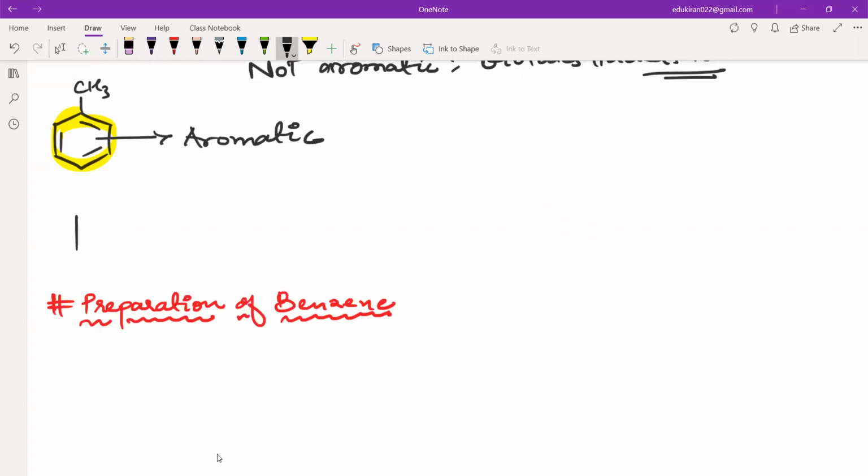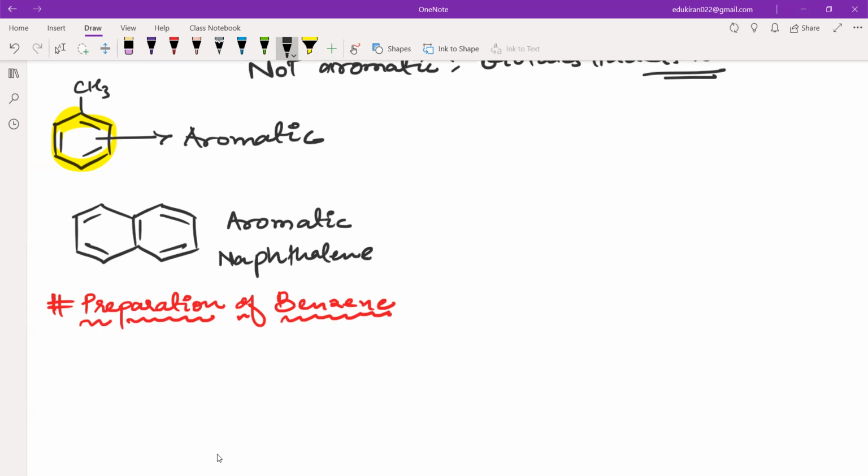Okay. And if you have benzene rings which are fused together like this, then both these rings are aromatic. That is why this is also aromatic. This is the structure of naphthalene.